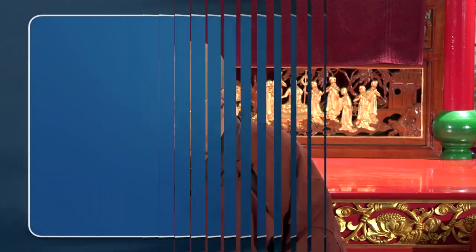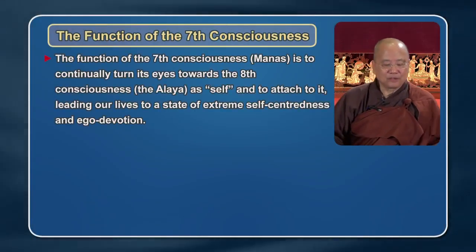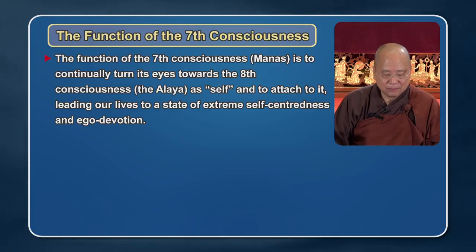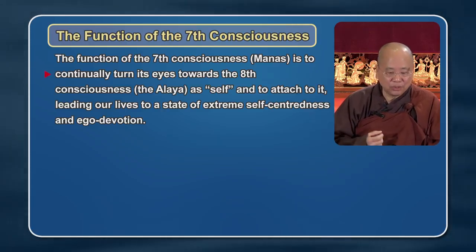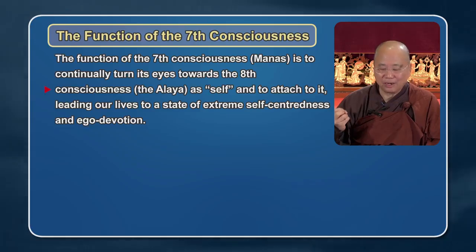It does not mean that you're 100%. Some 100%, 80%. The saint, maybe the saint on the lower scale, maybe 20%, 10%. Buddha, 100% free from this. Arhats, maybe 10, 20%. We don't know. So these are the 4 mental afflictions of the manas. The function of the 7th consciousness, the manas, is to continually turn its eyes towards the eighth consciousness, the alaya, as self.